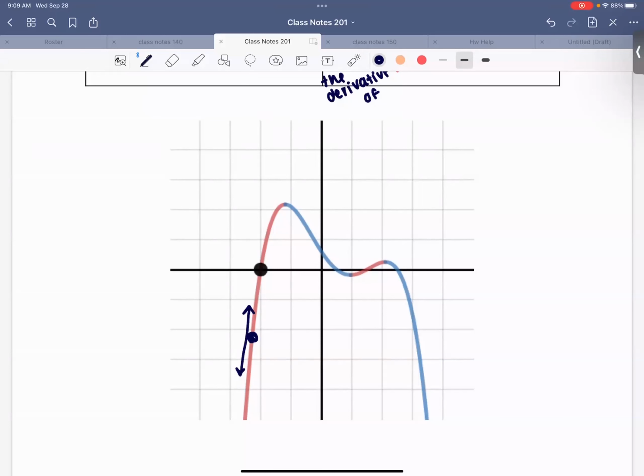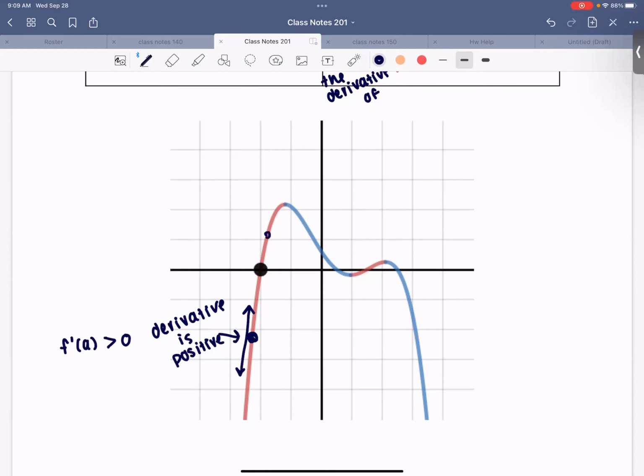What can I say about the sign of the slope of the tangent line? Positive. Yeah, it's definitely positive because the line is going up, right? Lines that go up have a positive slope. So since the slope of the tangent line is the derivative, the derivative here is positive. Just by looking at our graph, I can say the derivative of this graph is positive here. So f prime of a is bigger than 0.